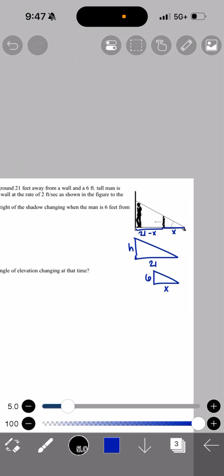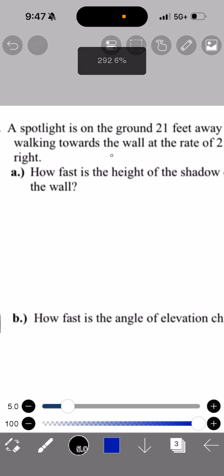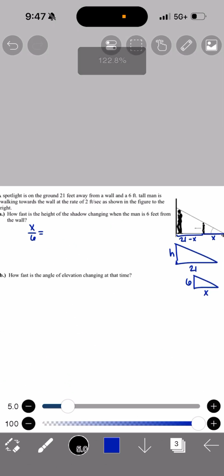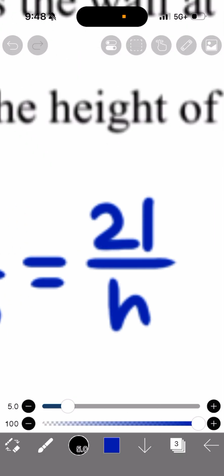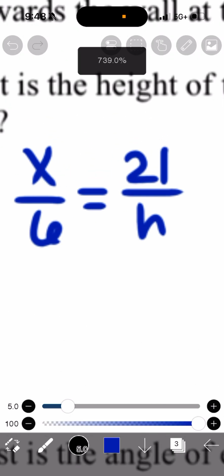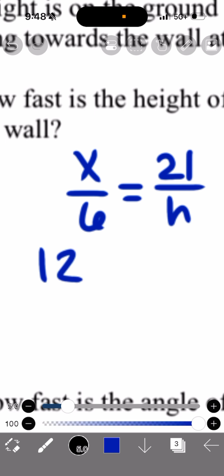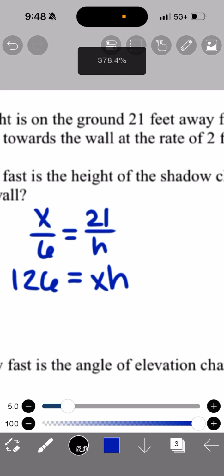The next thing we're going to do is construct a relation between these two triangles, just like we would for the other problem. I'm going to say x over 6 is proportional to 21 over h, because these are two similar triangles. From here we can simplify. Cross multiply: 21 times 6 is 126, which is equal to x times h.